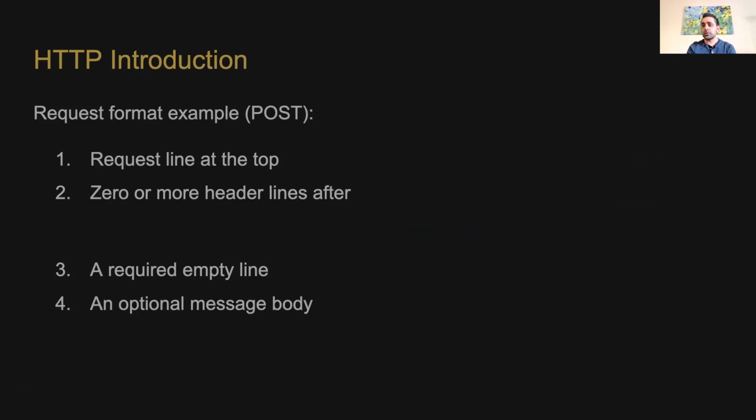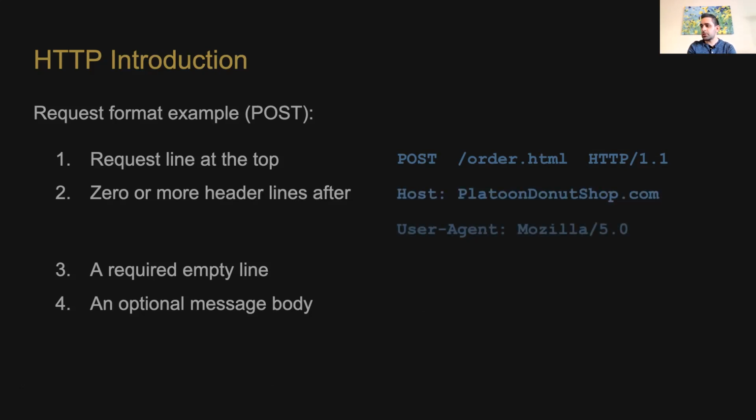All right, let's look at a POST. So POST is very similar. You specify POST. You have your resource. In this case, let's say you want to place an order that's actually going to likely modify something on the server. Like you're placing an order, they're going to store your order in some system. So in this case, POST is the method. Order.html is the resource. Same version. Then I have my headers like before.